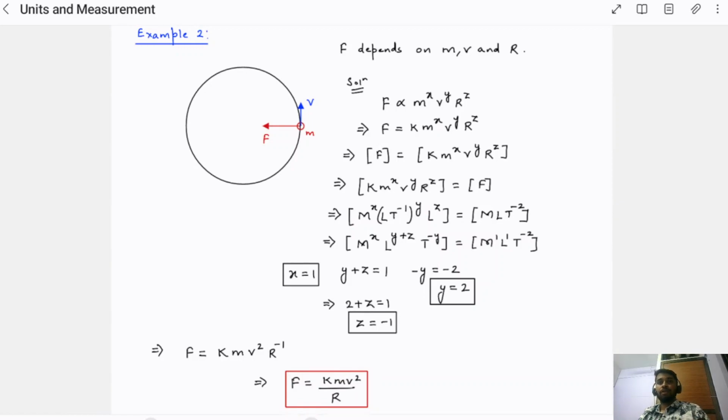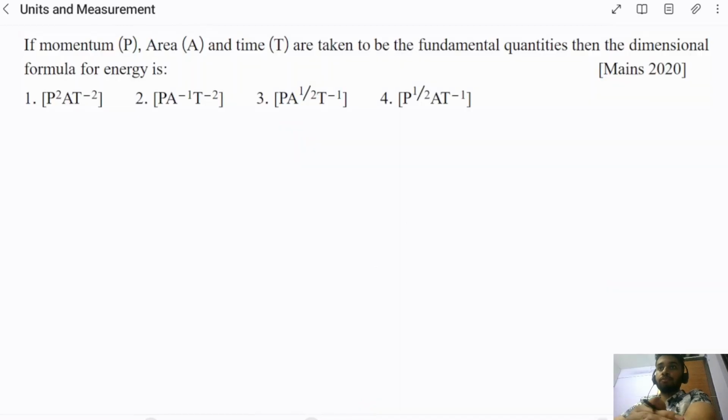Let me load the question. Okay, so we have the question now on the screen. This is a previous JEE Mains problem. It was asked in JEE Mains 2020. Let us go through the question once before going for the solution.